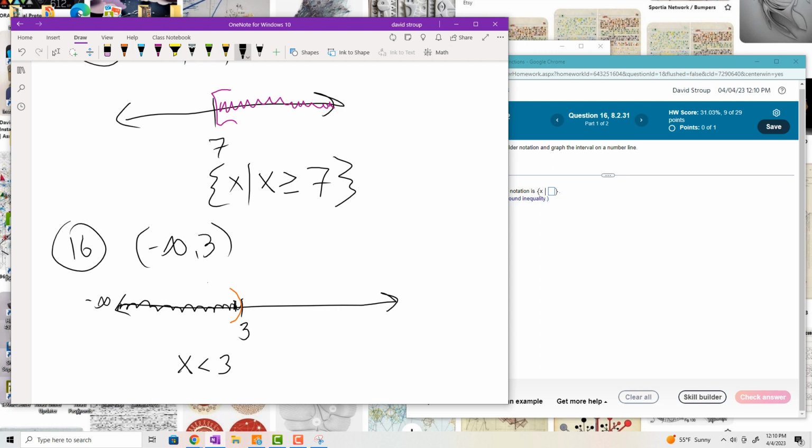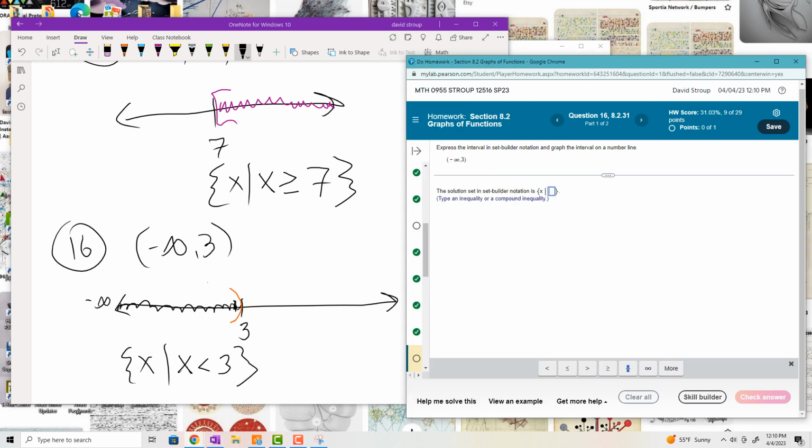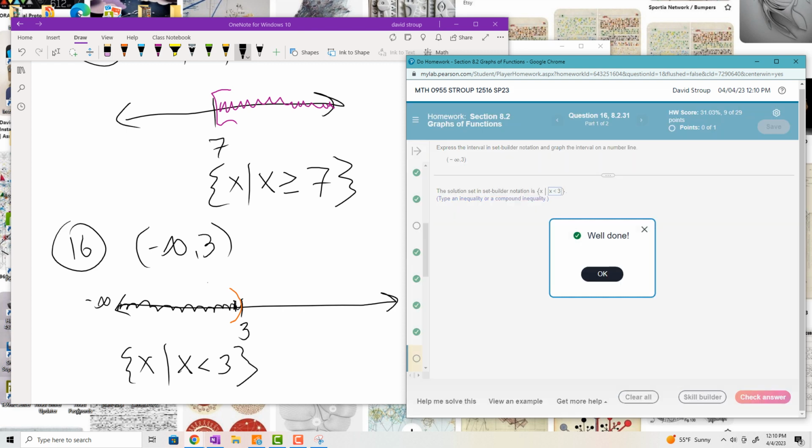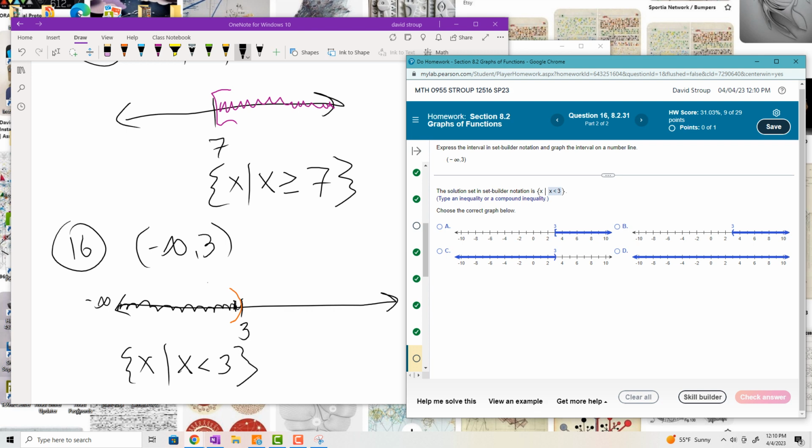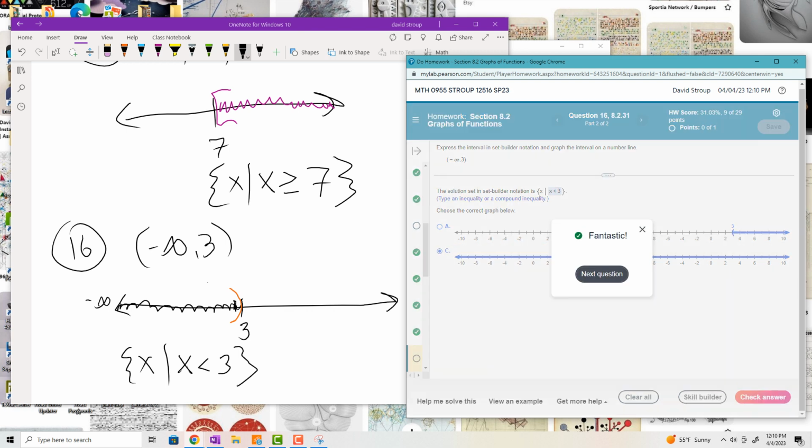So 0 would work. You can do a test value, you know, -5 is less than 3, so that works. And then for your set builder notation, slap on the x, the bar, the curly brackets, and you're good to go. Okay, so anything less than 3, there you go.